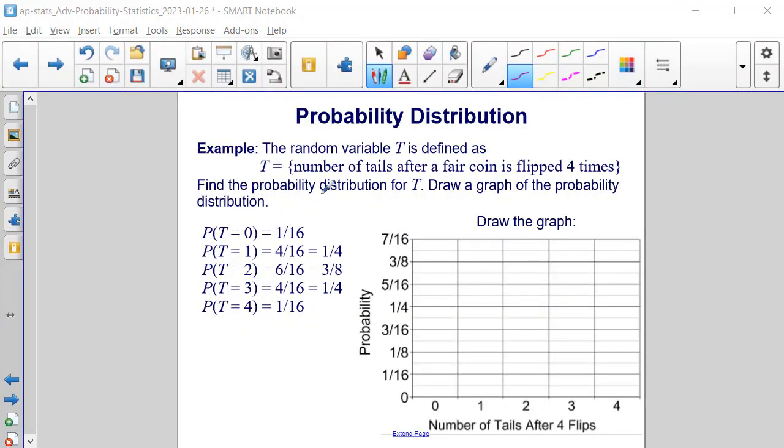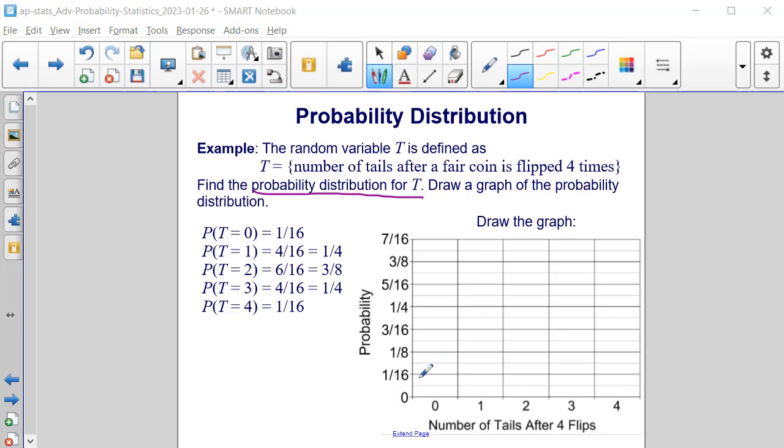So what we have found is the probability distribution for event T, the number of tails occurring when a coin is flipped 4 times. The probability that tails is equal to 0 is 1/16. The probability that 1 tail happens is equal to 1/4. The probability that 2 tails happen is 3/8. The probability that 3 tails happen is 1/4. And the probability that 4 tails occur is 1 out of 16.